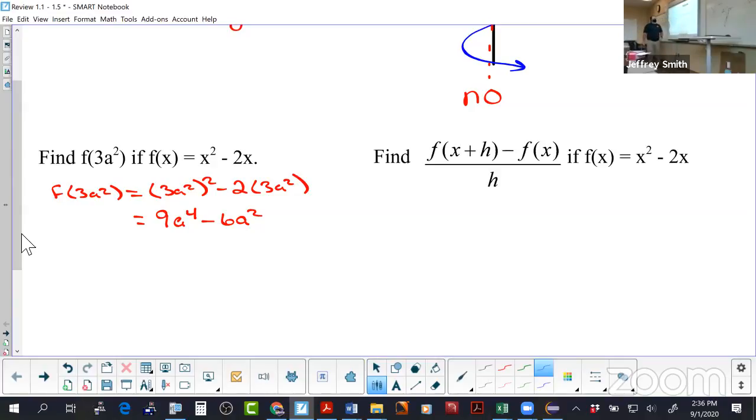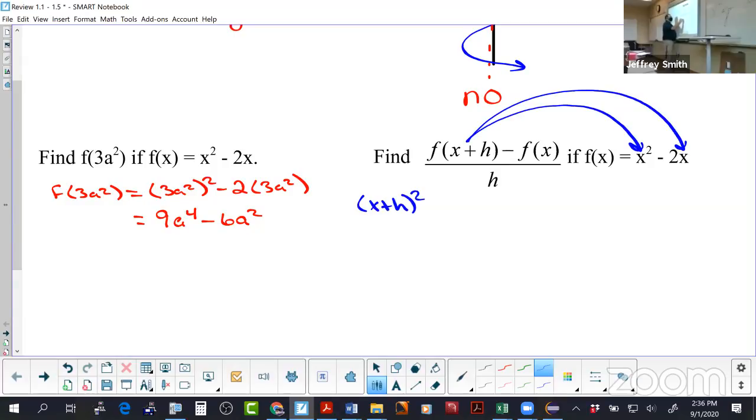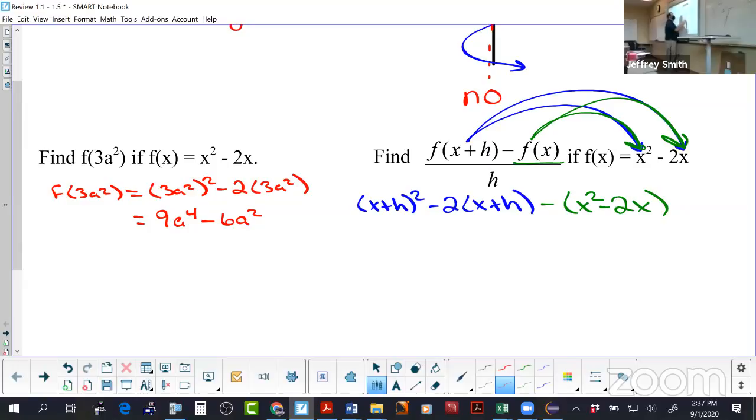This one did not go very well on the quiz. We're going to plug x plus h in for that x. So we have x plus h squared minus 2 times x plus h. So that's really x squared minus 2x with x plus h plugged in. Then we're going to plug x in for x, so minus x squared minus 2x. So that's this piece right here. And then it's over h. So there's the 3 pieces, the red, the green, and the blue. Well, now it's just a lot of algebra.